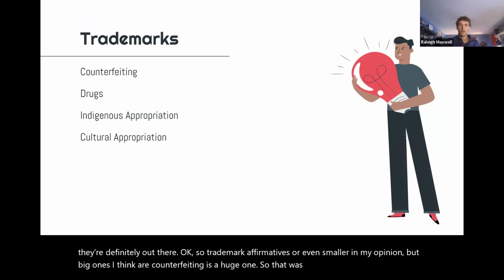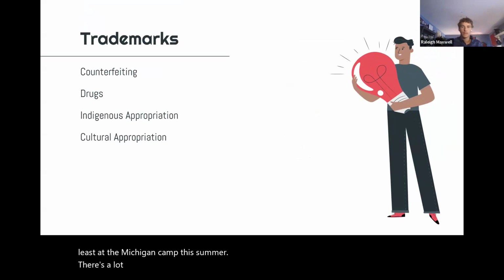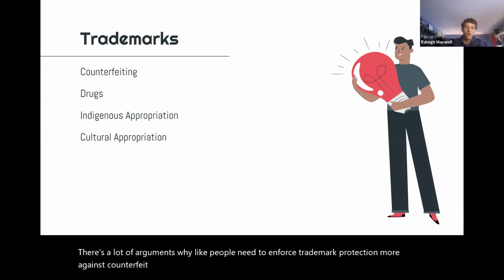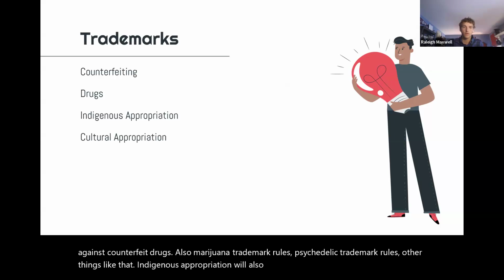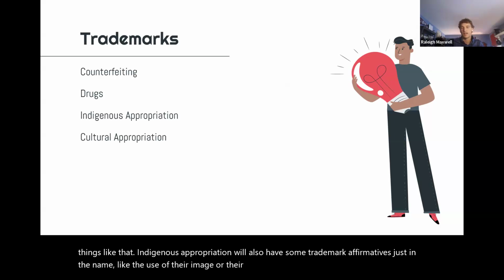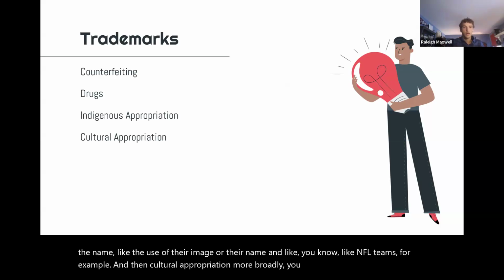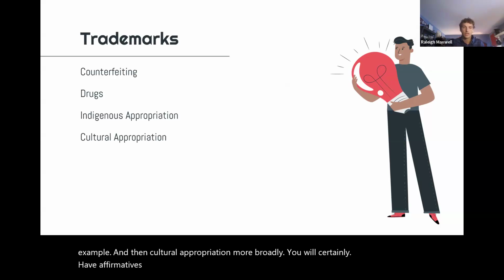So that was kind of a big affirmative, at least at the Michigan camp this summer. There are a lot of arguments for why people need to enforce trademark protection more against counterfeit drugs. Also marijuana trademark rules, psychedelic trademark rules, other things like that. Indigenous appropriation will also have some trademark affirmatives, just in the name, like the use of their image or their name in NFL teams, for example. And cultural appropriation more broadly will certainly have affirmatives in the trademark area.